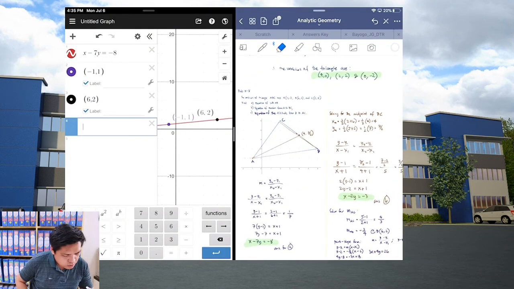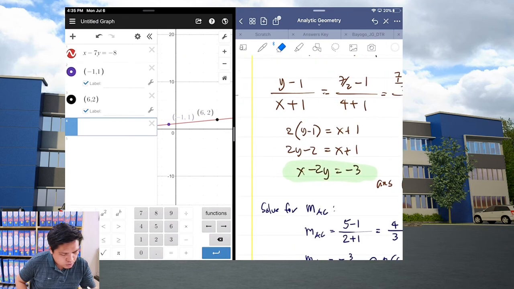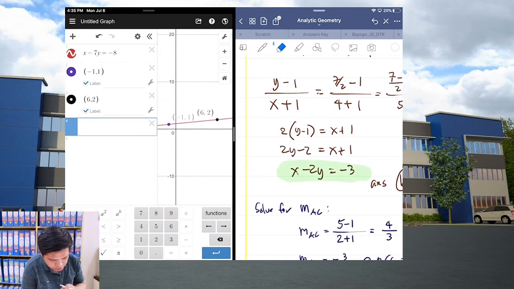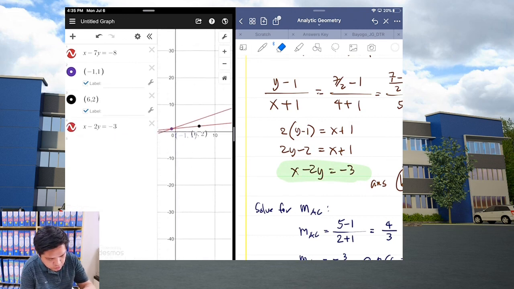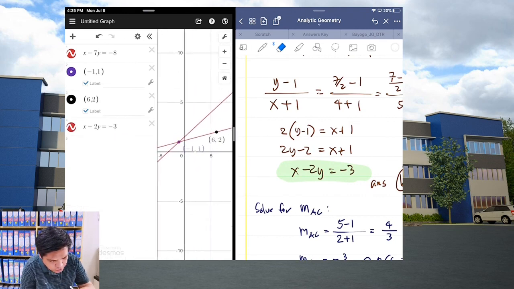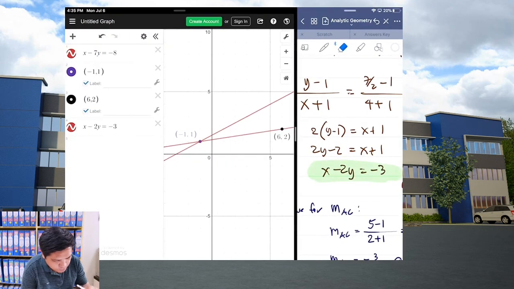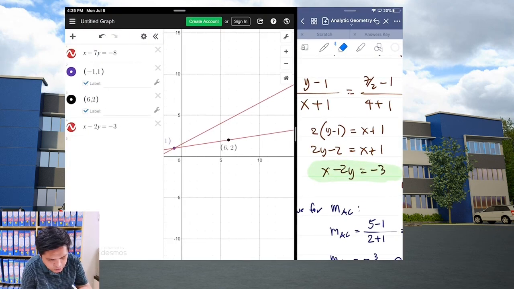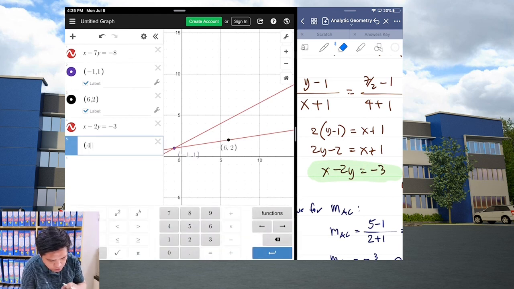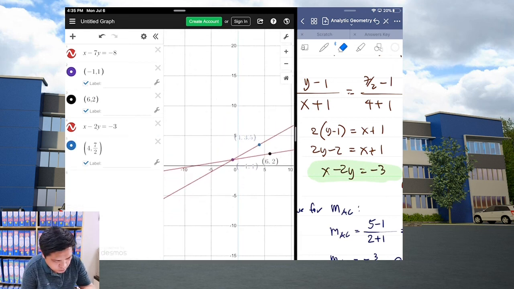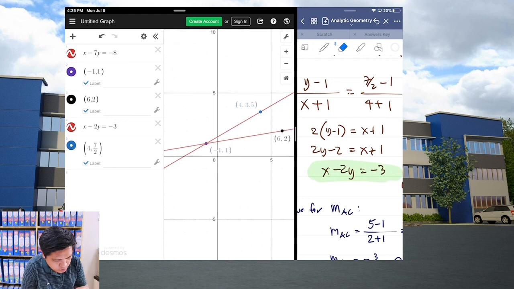This is our next answer, the one for the midpoint. Let's check. That's x minus 2y equals negative 3. As you can see, it still passes through negative 1, 1. And it should also pass through the midpoint on the other side, 4, 7 halves. And it did. Sorry, the scale disappeared.